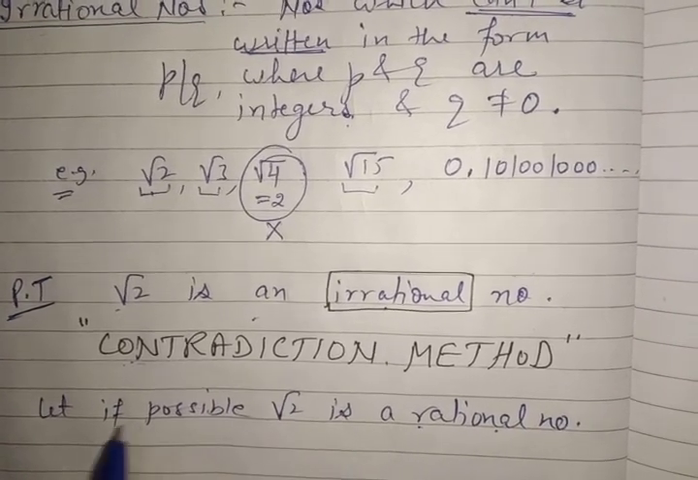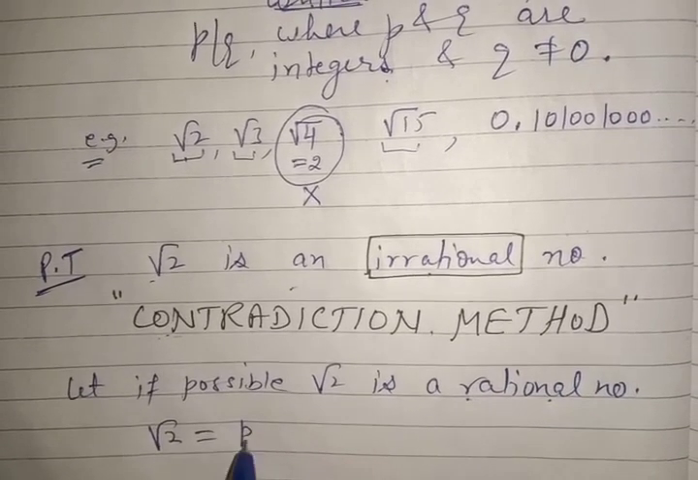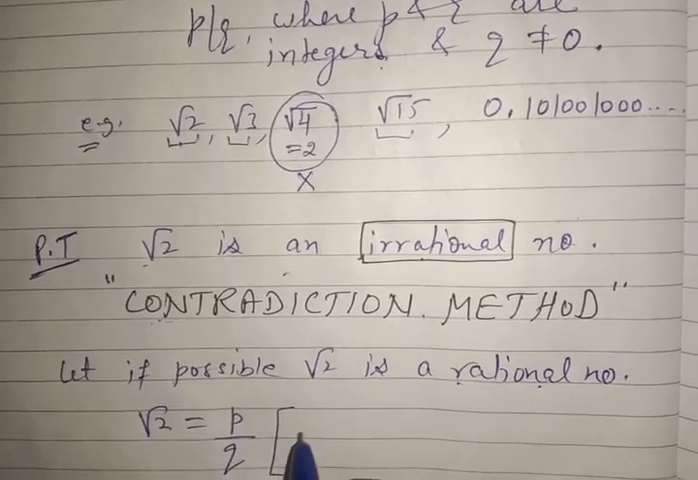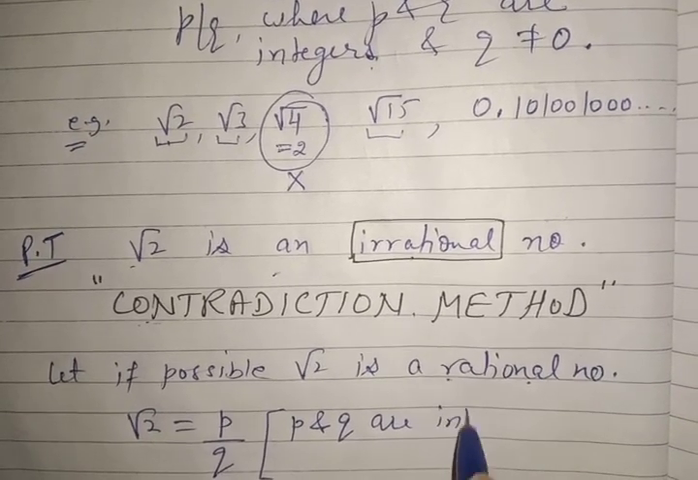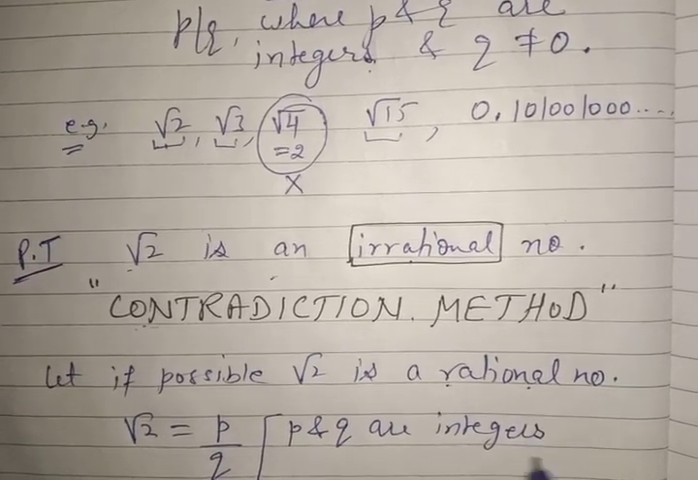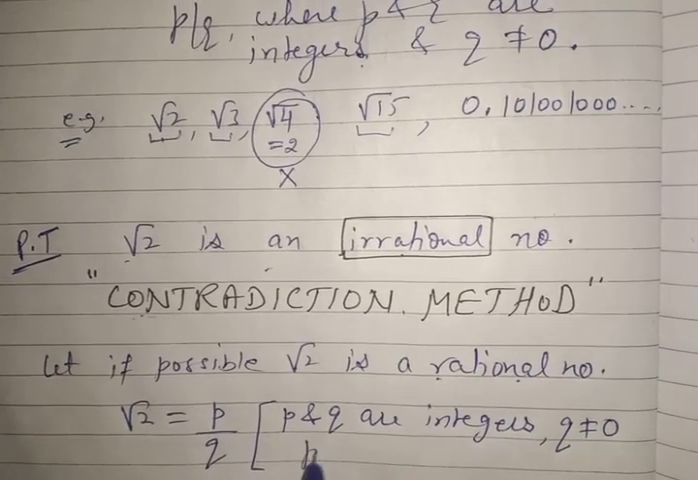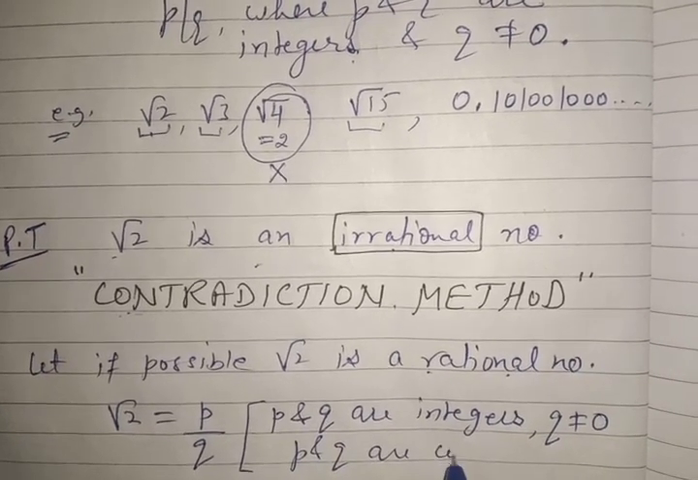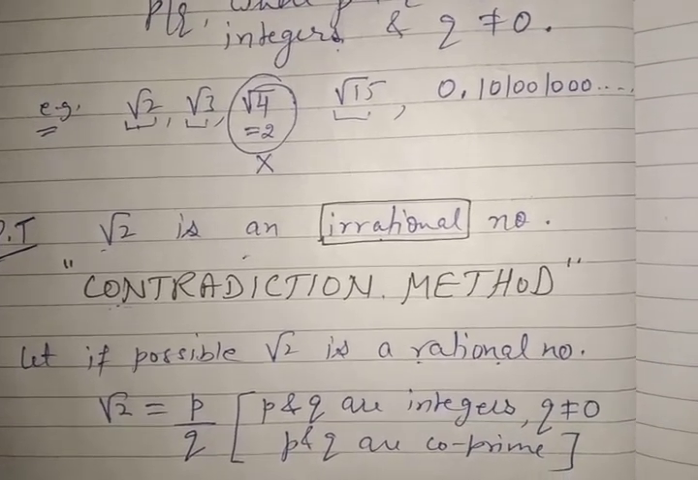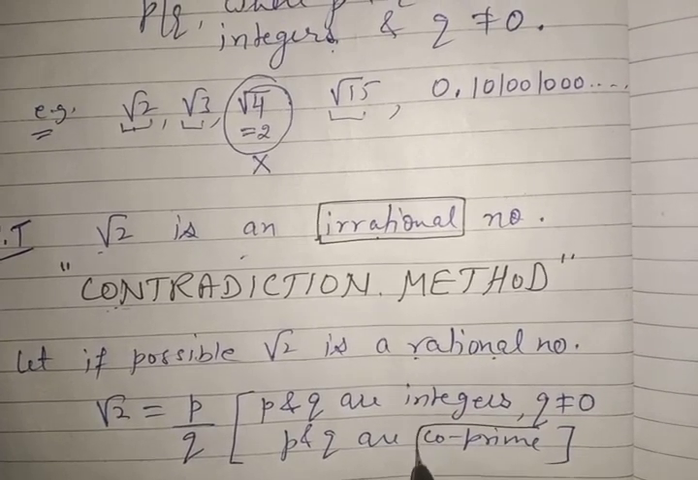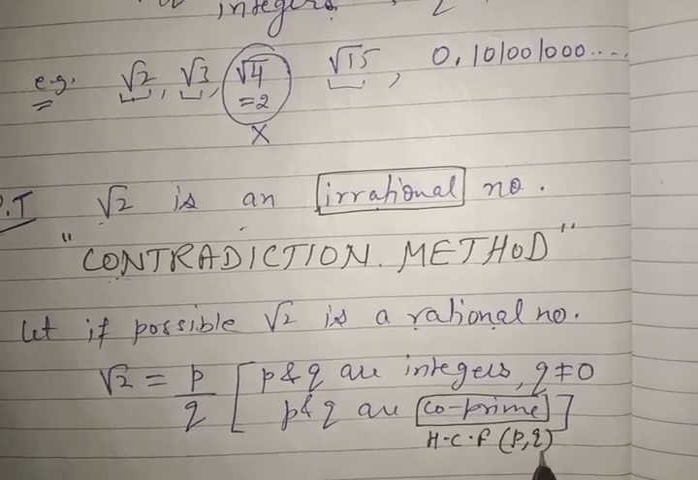Now if root 2 is rational, then root 2 can be written in the form of P over Q. The complete definition of rational number we will write here: P and Q are integers and Q is not equal to 0, and one more thing, P and Q are co-prime. Now you must be thinking, what is the meaning of co-prime? The meaning of this word co-prime is that the HCF of P and Q is 1.